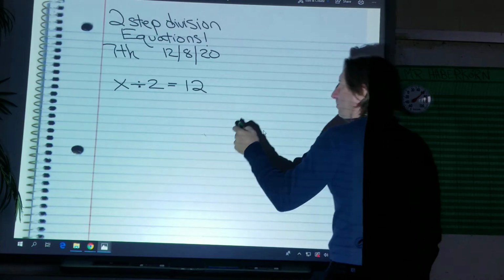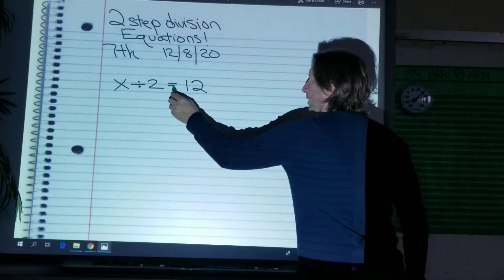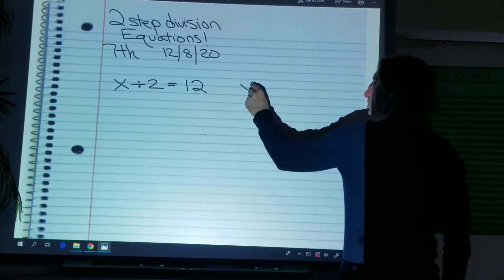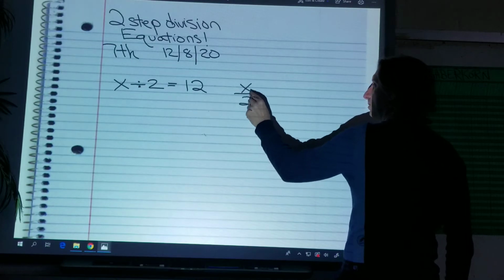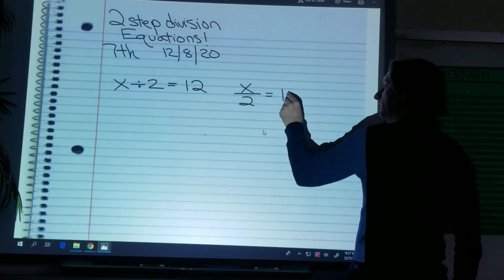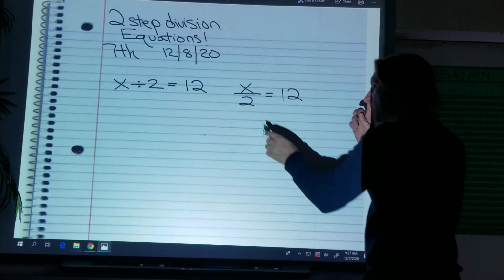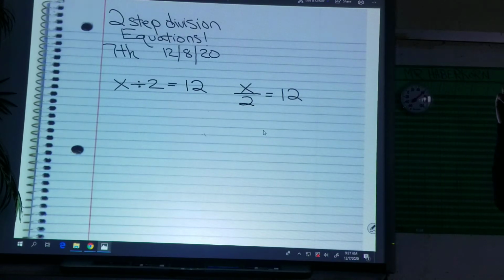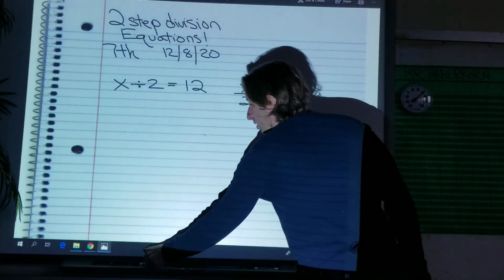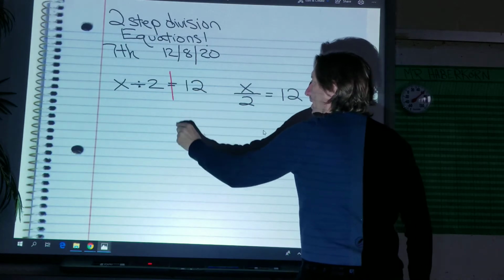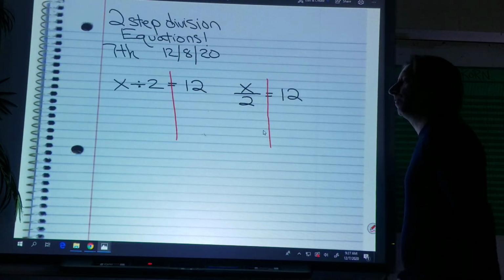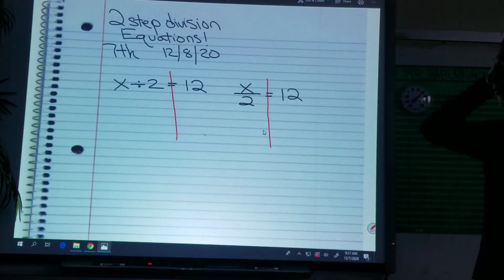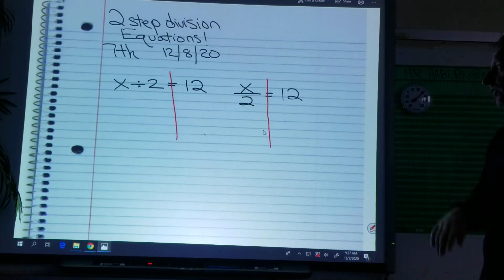Could be written like that. X divided by 2 equals 12. Or you'll see it written like this. X divided by 2 equals 12. These both mean the same thing, all right? And we solve these just like we solve any other equation. We draw our line. Now these are just one-step ones, but we'll talk about the two-step ones in a minute.